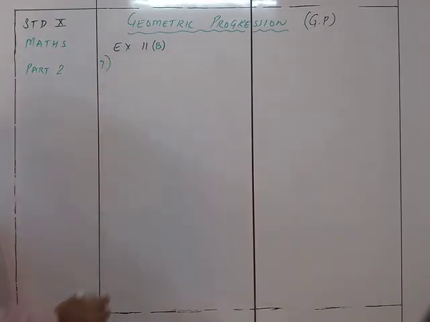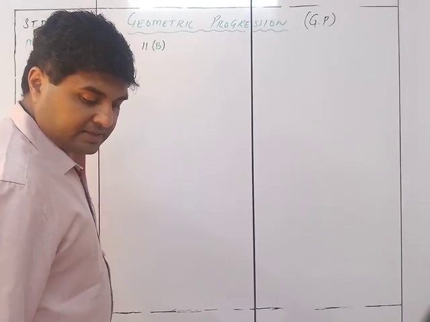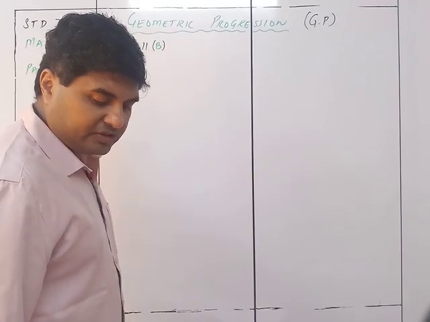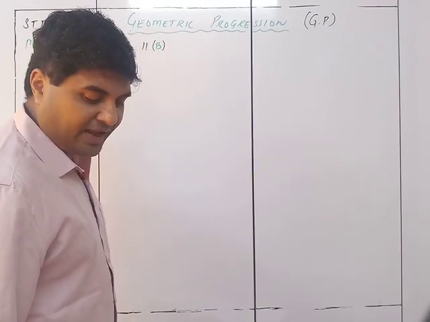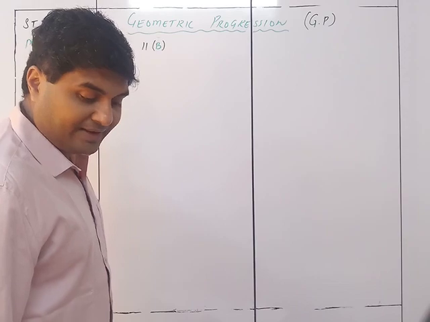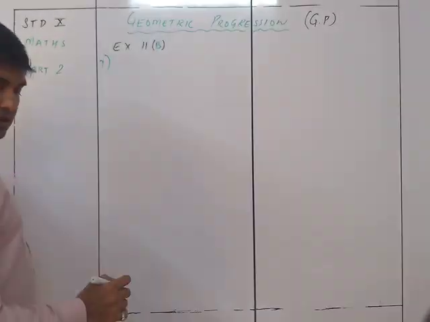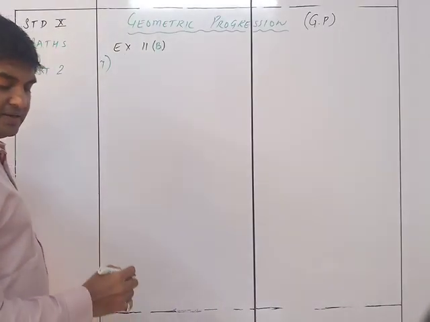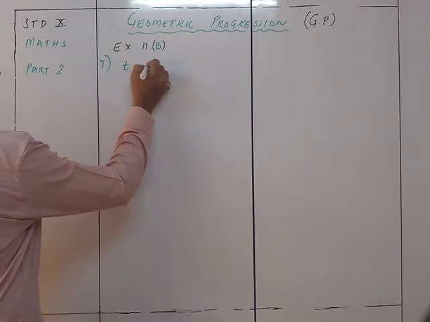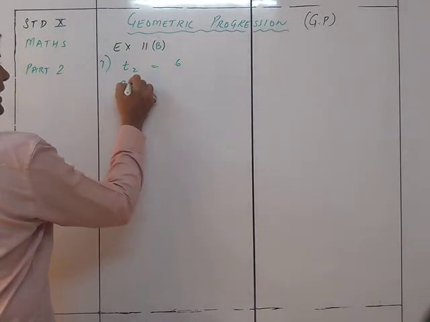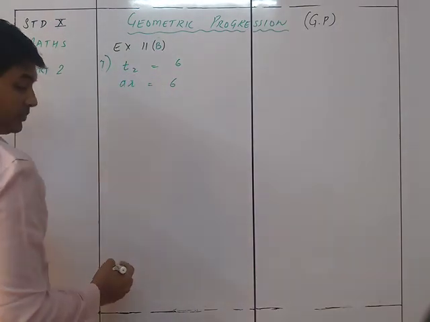Sum number 7. The second term of a geometric progression is 6 and the fifth term is 9 times its third term. So the second term of the GP is 6, so T2 is equal to 6. So AR is equal to 6.